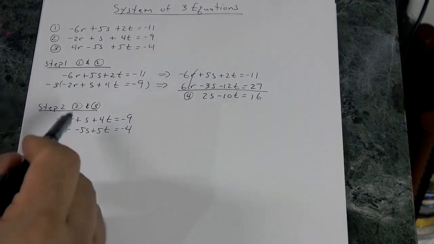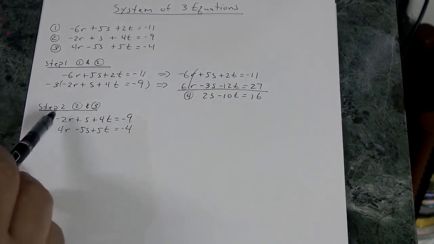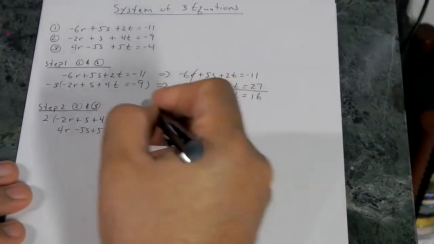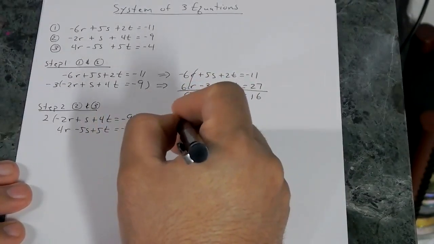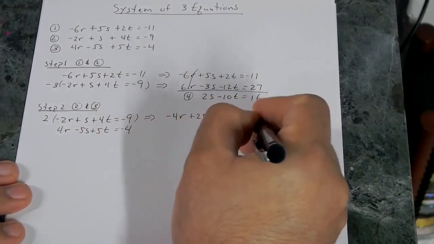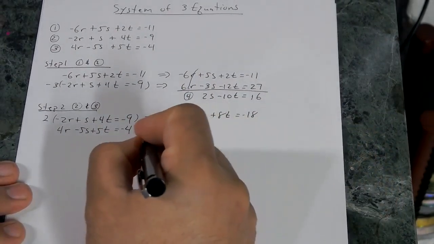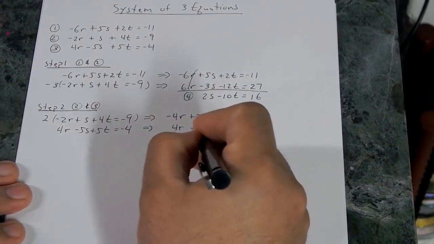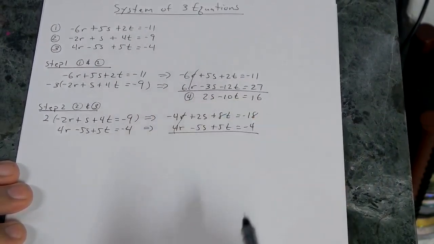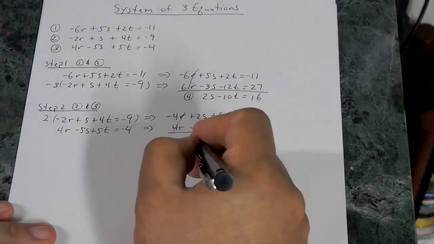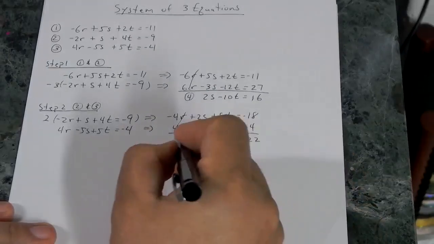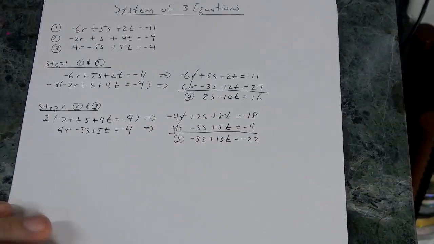That's simple enough. If I multiply this top one by 2, I get those 4's, one negative, one positive. So I'm going to multiply this by 2. So now your top equation becomes negative 4r plus 2s plus 8t equals negative 18. I didn't do anything to the bottom, so I'm going to rewrite that. And as you see, we got rid of that same variable as the one we did. So we end up with negative 3s plus 13t equals negative 22. I'm going to call this new equation equation 5.